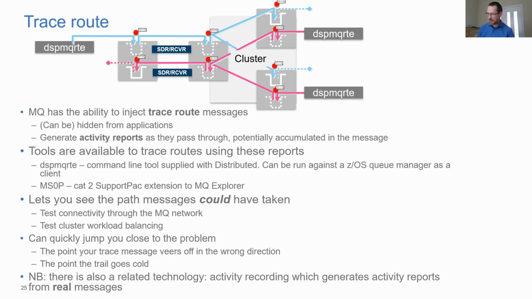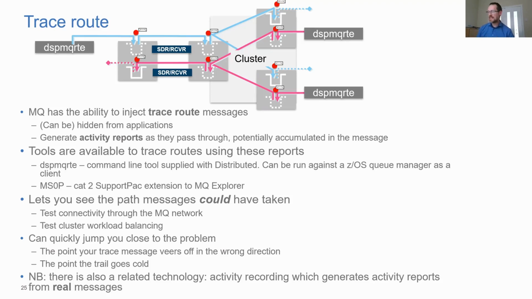Now, traceroute messages aren't perfect. It's just showing you where the messages could have gone rather than exactly where they did go. But it's a useful way of getting close to understand what's going on. And certainly, if you send a number of traceroute messages and they all disappear at the same point, that's quite a clear indication that something's going wrong at that level.